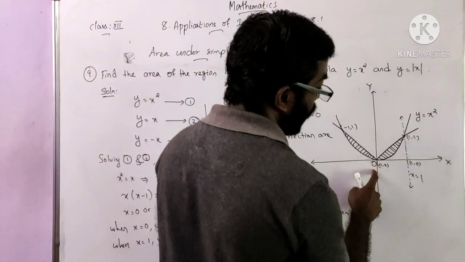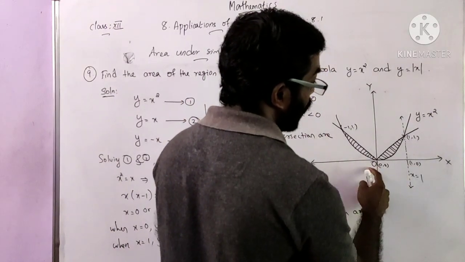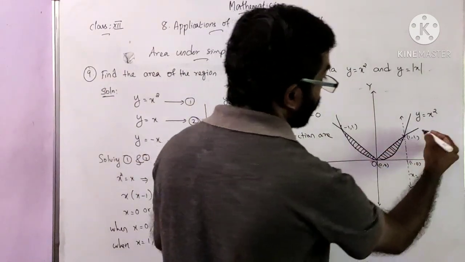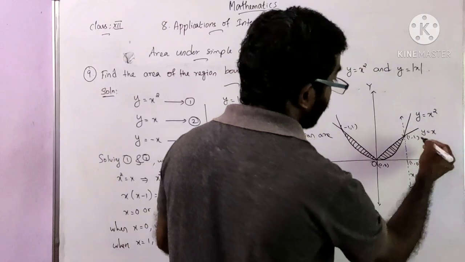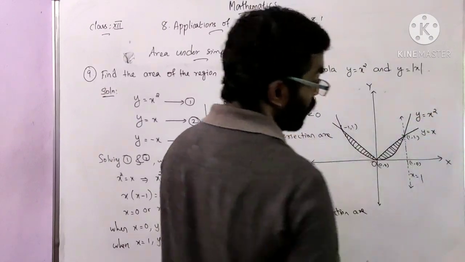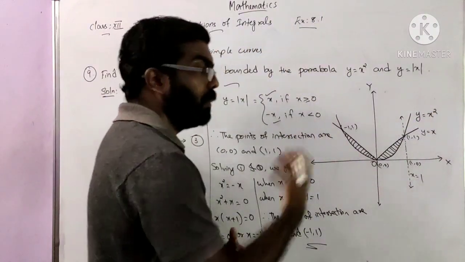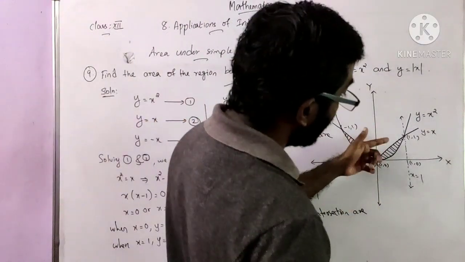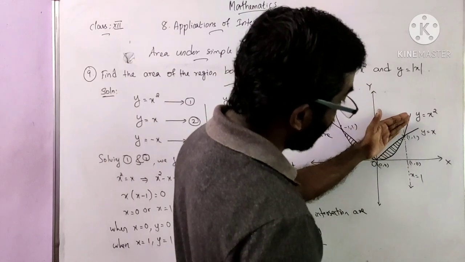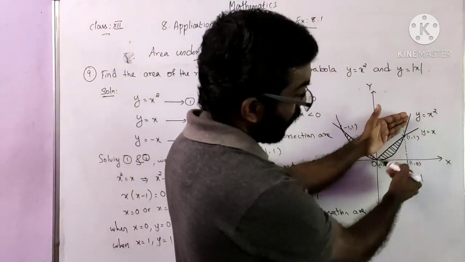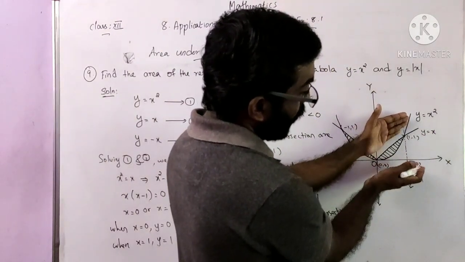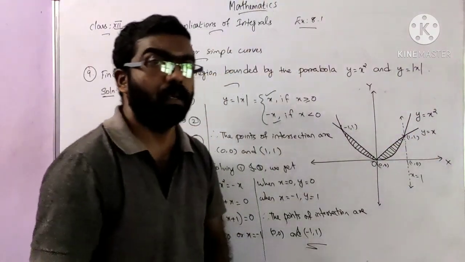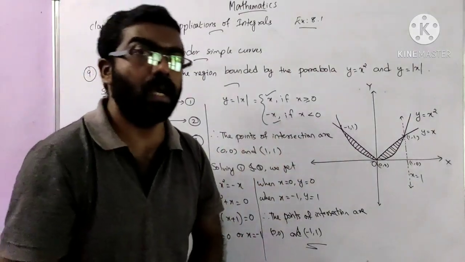So here the x value is 0, here it is 1. So integral 0 to 1. But we have two equations. One is y equal to x and the other one is y equal to x square. Okay, two y values are here. And look at the figure. Actually the shaded portion is the area under the line y equal to x and above the curve y equal to x square. In between these two the area lies.